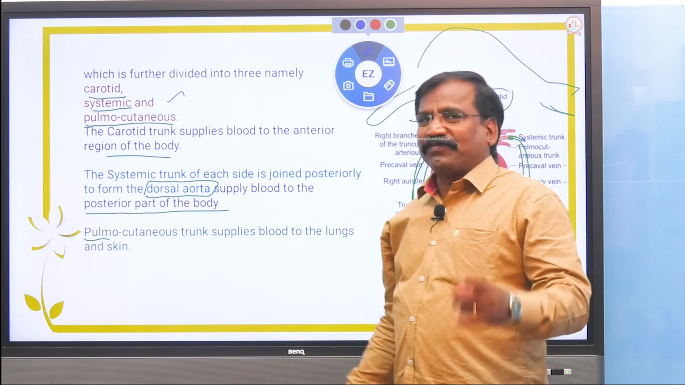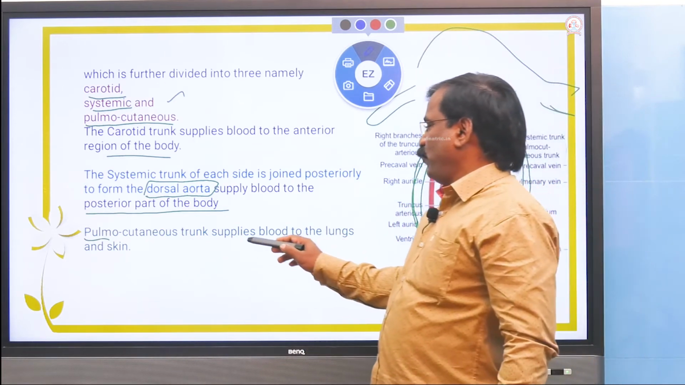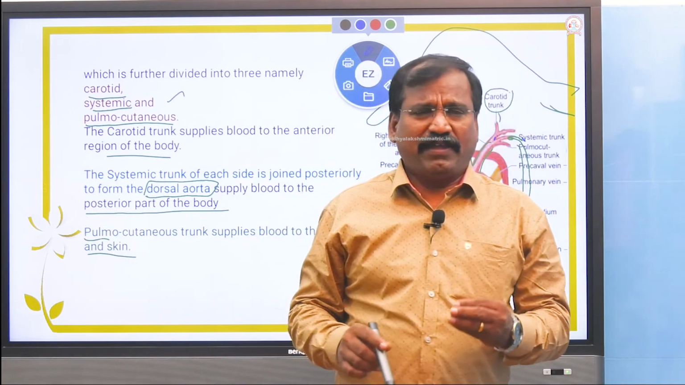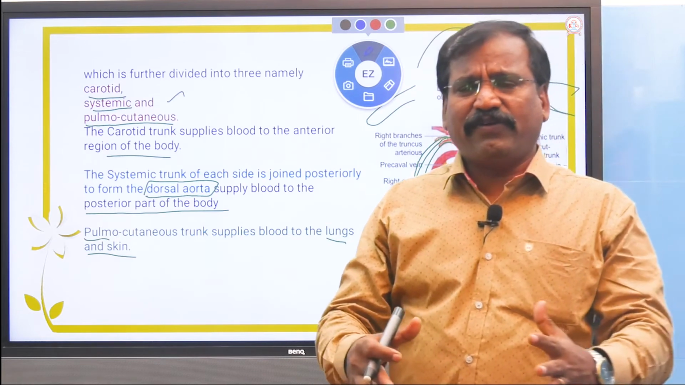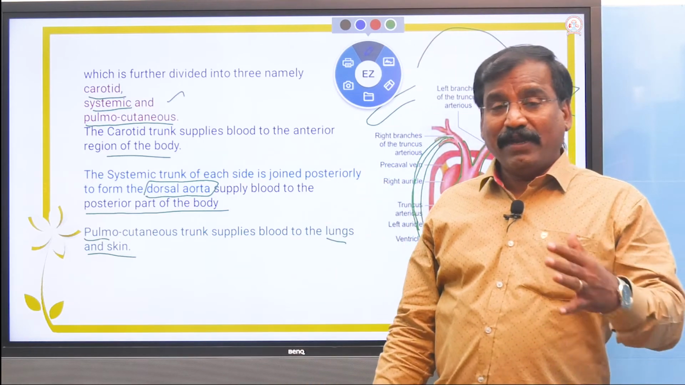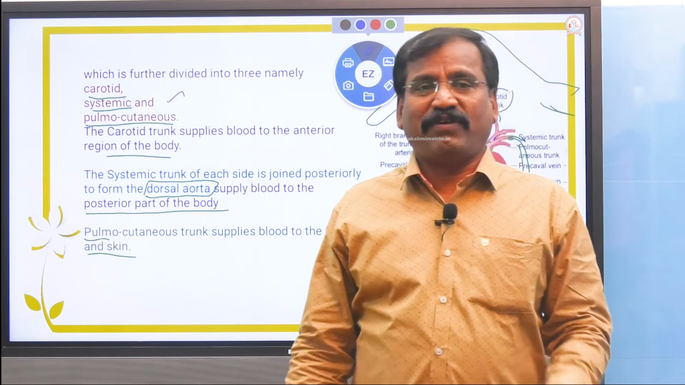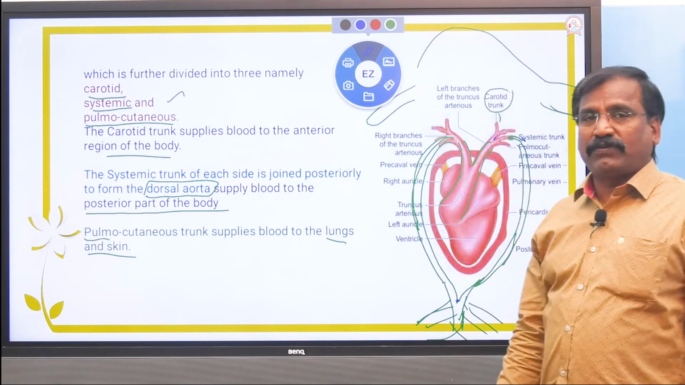Pulmonary, lungs, cutaneous, skin, that supplies blood to the lungs and skin. Very easy. You need not learn it by heart. Simply if you listen, you can write, you can understand and you can reproduce in your examination and score very good marks, right? That is, what are the blood vessels?